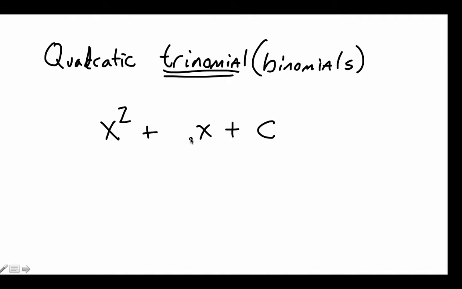Now you know that x could have some coefficient, so we usually call that b. And you might be thinking, why b? Well, that's c, and we'll put a here.